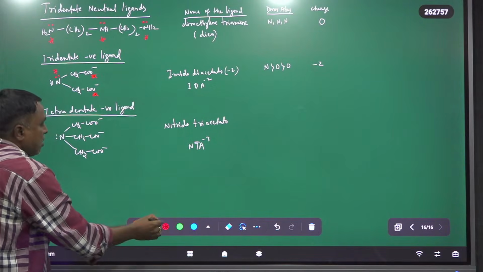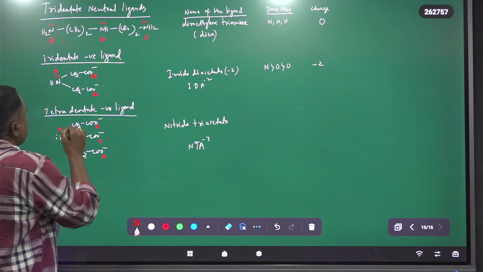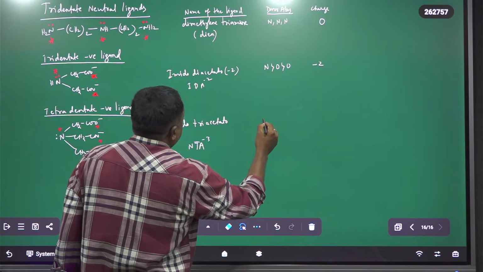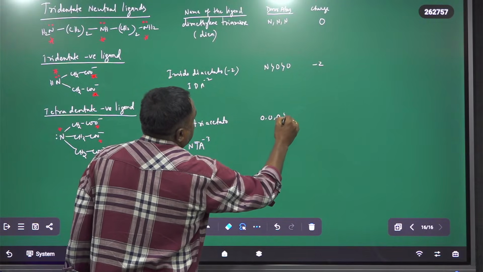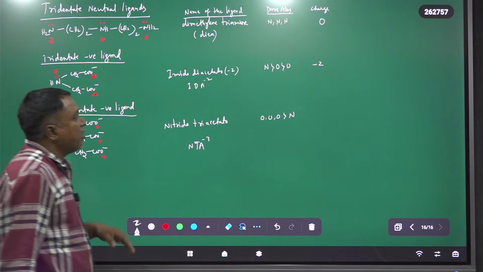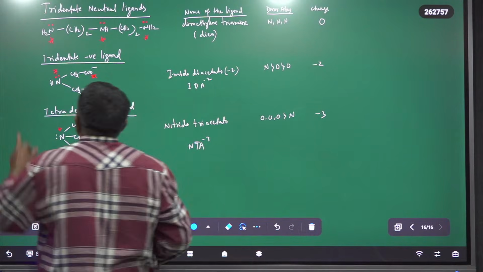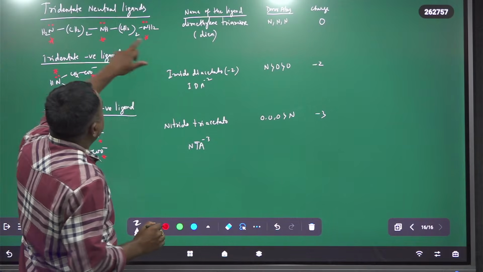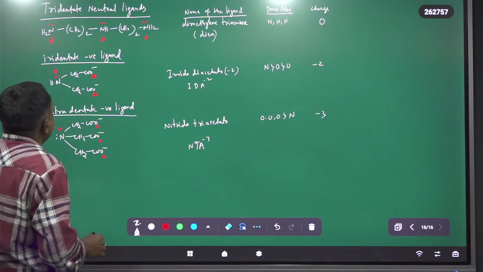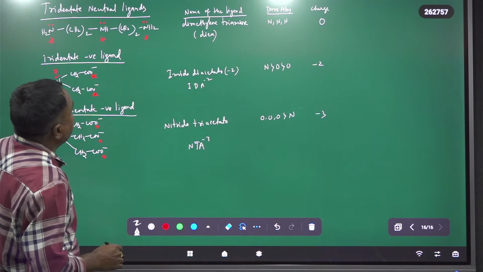So here how many donor atoms? This oxygen is one donor, this oxygen is another donor, this oxygen is another donor, and this nitrogen is another donor. Now there are 4 donor atoms in this case: 3 oxygens and one nitrogen. The charge on this one is minus 3. This is the tetradentate negative ligand. This is the tridentate neutral. Dien is the tridentate neutral. Trien is also trimethylene tetraamine, which is a tetradentate neutral ligand.